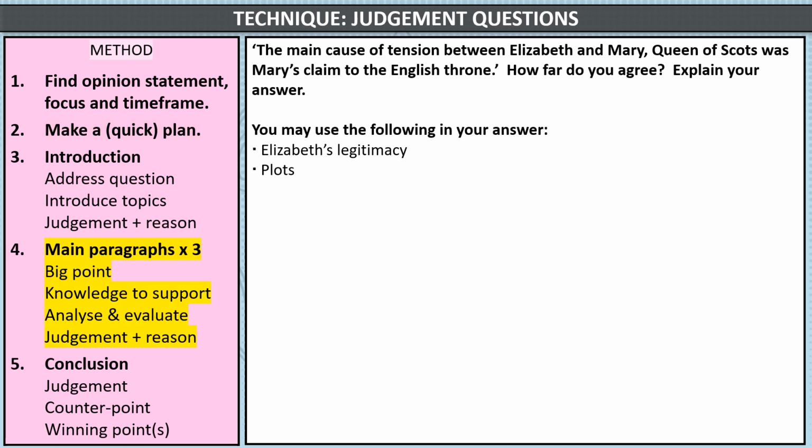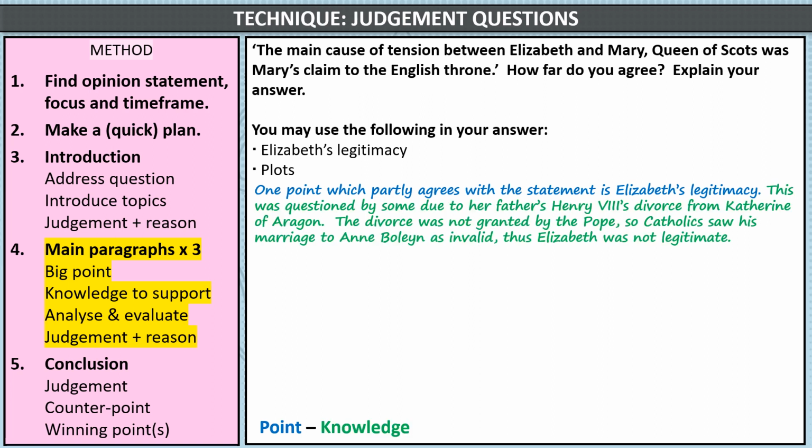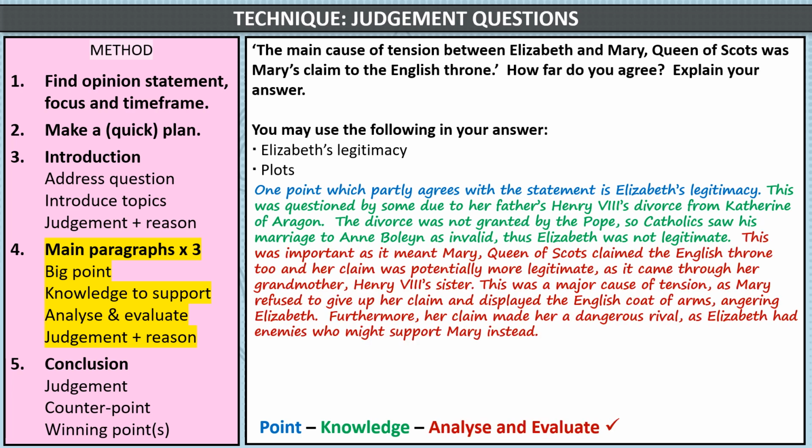Now we're going to jump the introduction and look at a main paragraph. Once again, we start with a big point, introducing our paragraph topic. Next, we'll add some specific knowledge about Elizabeth's legitimacy. Now I can start to analyse and evaluate. I'll start with the positives, explaining why this was an important cause of tension between Elizabeth and Mary.